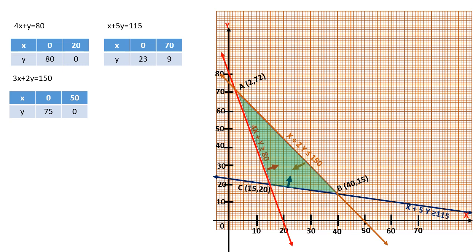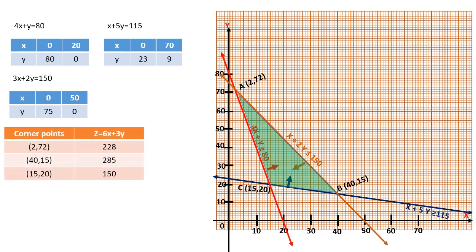So when you draw, you must take utmost care while taking these corner points, or else you will not get the correct answer. Then corner points you have to write 2, 72, 40, 15, 15, 0. Then z is equal to 6x plus 3y is our equation. When you put 6 into 2 plus 3 into 72, we'll get 228. Do the calculation. Then 40, 15, x is 40, y is 15. So 6 into 40 plus 3 into 15. When you do the calculation, you will get 285. Next is 15, 0, x 15, y 0.